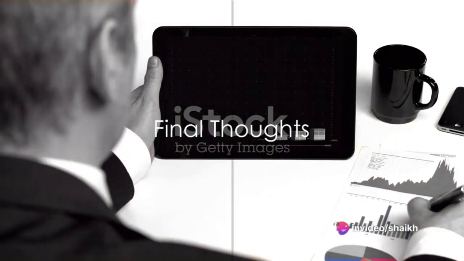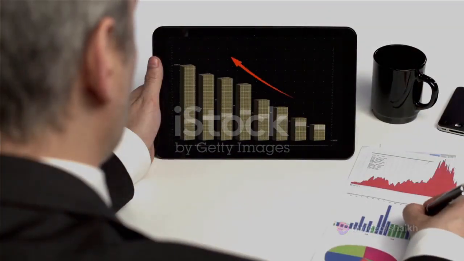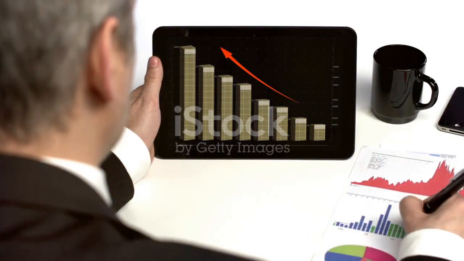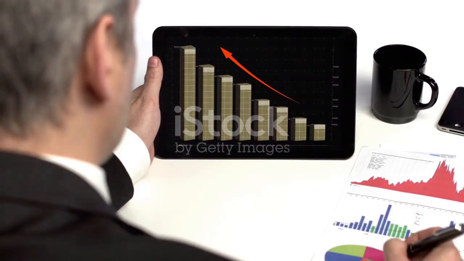So, the next time you find yourself wondering which company to invest in, remember to consider the PB ratio. It might just be the secret weapon you need to make a wise investment decision.